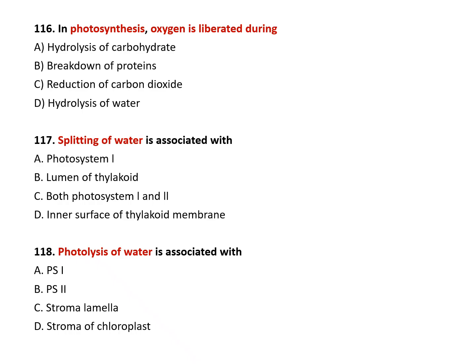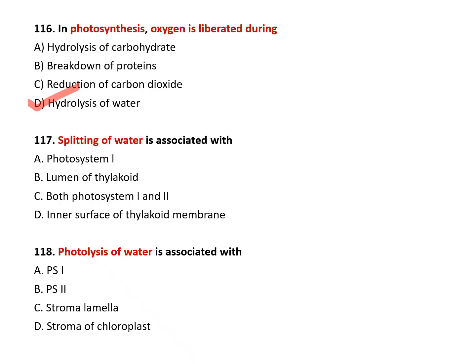The next question, number 116. In photosynthesis, oxygen is liberated during: option A, hydrolysis of carbohydrate; option B, breakdown of protein; option C, reduction of carbon dioxide; option D, hydrolysis of water. The correct answer is option D, hydrolysis of water.